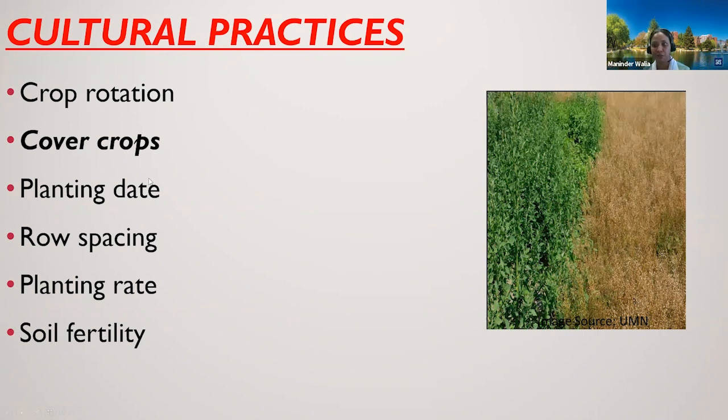Then we have cover crops as one of the cultural practices, planting date, adjusting the seeding rate, and reducing the row spacing. Then we have soil fertility. And these methods are just used to produce a healthy crop that can effectively compete with the weeds. Most of these are agronomic best practices that will help us produce a healthy crop.